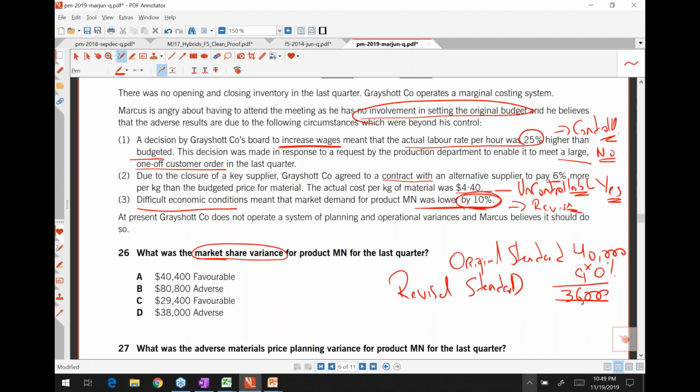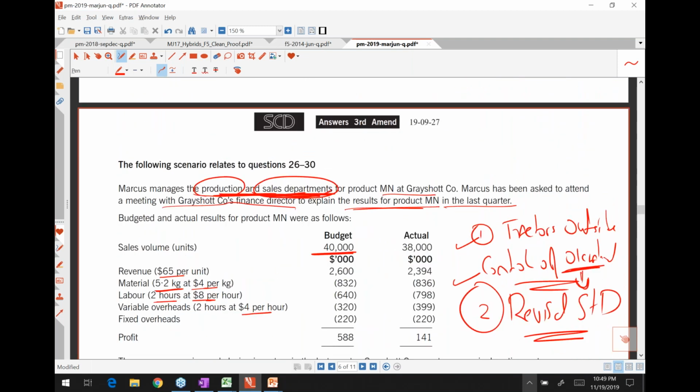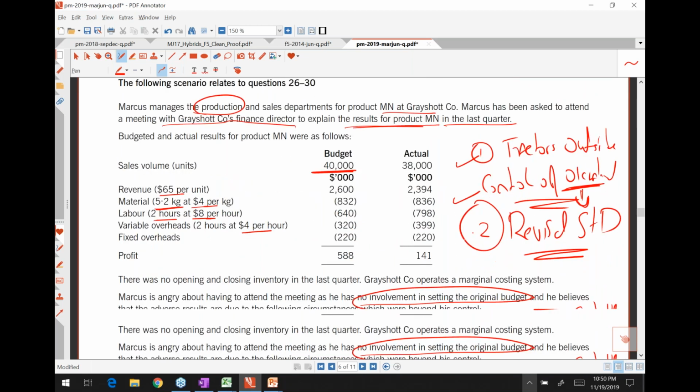And for this reduction, Marcus is not responsible. Okay? Marcus is not responsible. As Marcus is responsible for production and sales both, Marcus is not responsible for this area. Okay? So let's work out the variance.